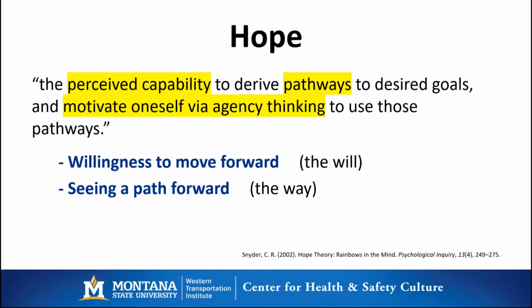There's the willingness to move forward, right? We need that willingness, that motivation, that energy to move forward, or the will. And we also need to see a path forward, the way. Those are two really important parts here. The will and the way, both are critical in our efforts. When people do not have a will and a way to move forward, they get stuck and they can get hopeless.